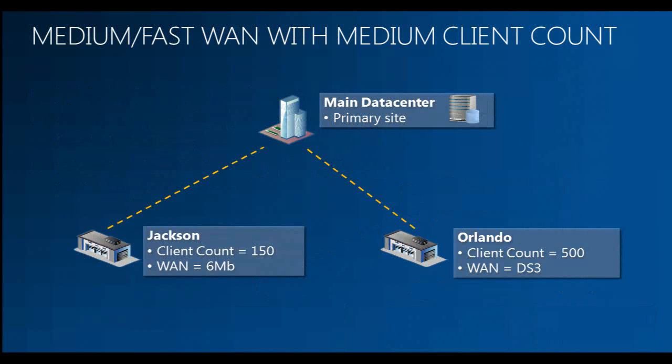Next one. We're going to move through these fairly fast. If you have questions about these, we can talk afterwards. So we have a medium fast WAN with a medium client count. Again, we have the primary site location. We have Jackson, Mississippi, close to where I used to live, and Orlando, Florida, also where I used to live. Client counts are 500 and 150. So 150 over a 6 meg link, 500 over a DS3. So reasonable. Not terrible. How are we going to handle that one?